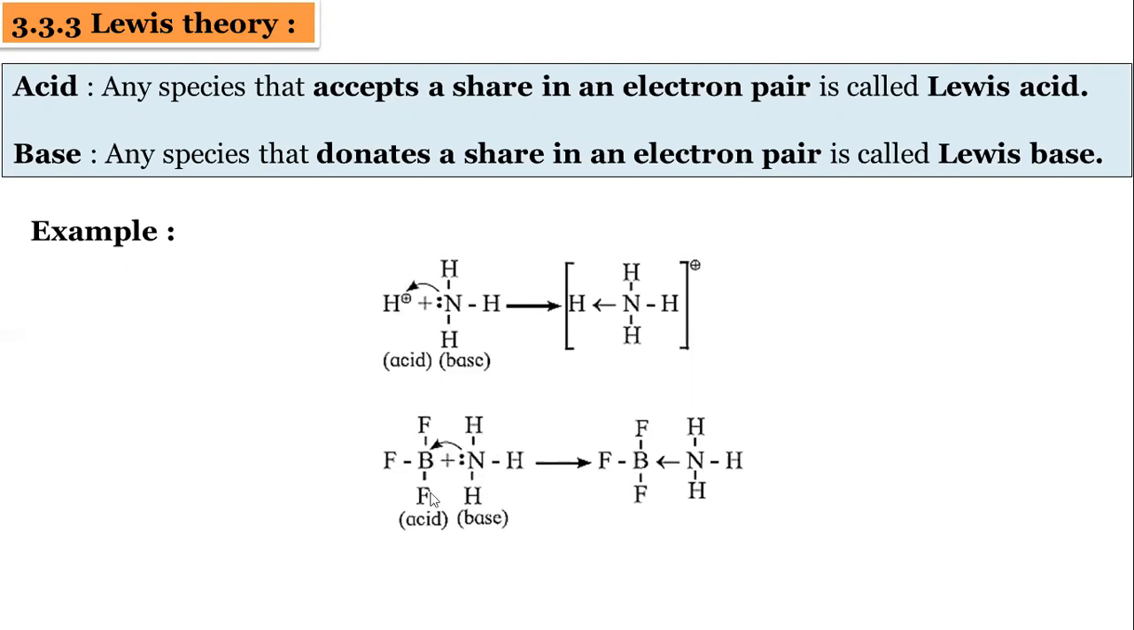Another example is given here, BF3. It accepts an electron pair, so it is an acid, and ammonia is a base because this lone pair is given. This lone pair is accepted by the acid. So this is an acid and this is a base: lone pair given, base; lone pair accepted, acid. So remember the definitions.